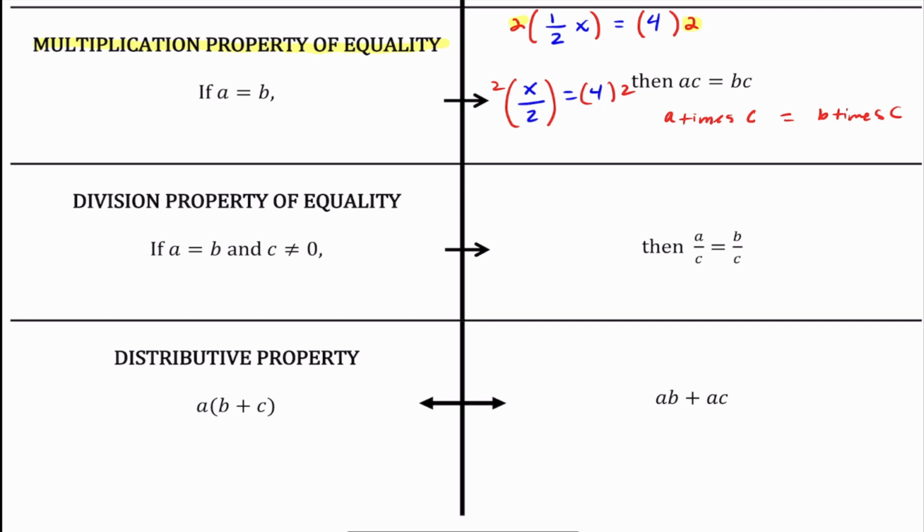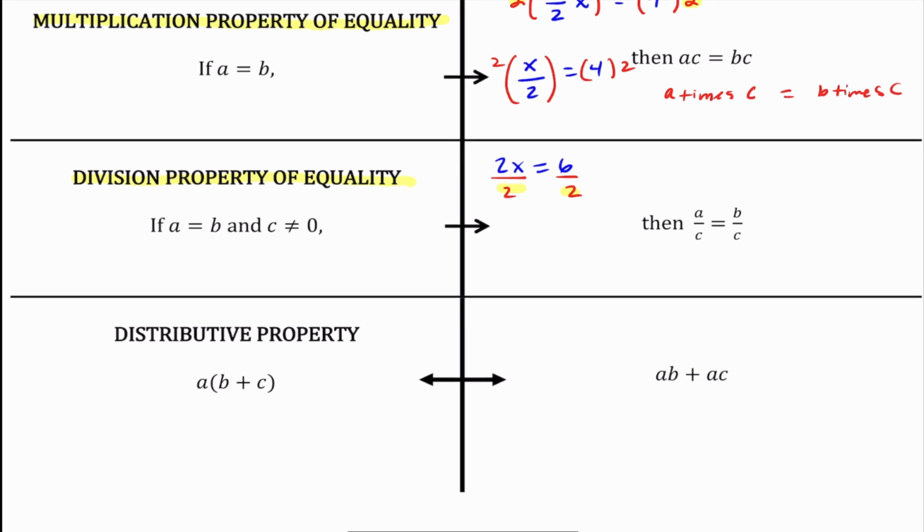The division property of equality. If a is equal to b and c is not 0, then a divided by c is equal to b divided by c. So let me go ahead and provide you an example here. I have 2x equals 6, and in order for me to get x by itself, I would have to divide both sides by 2. 2x is another way of saying 2 times x, so the opposite of multiplication would be division. So I'm dividing both sides by 2 here, and that's me applying the division property of equality.